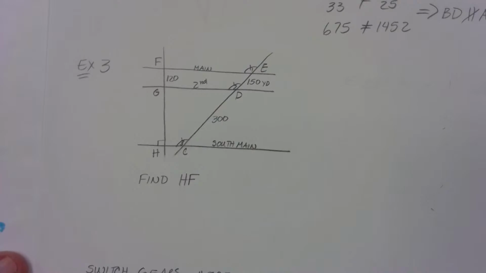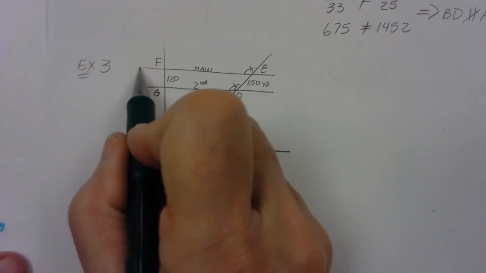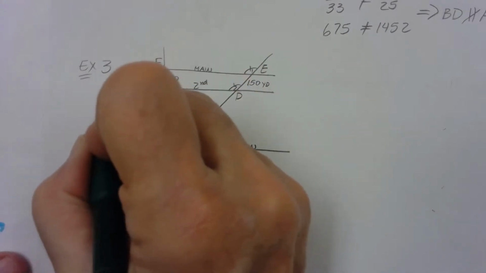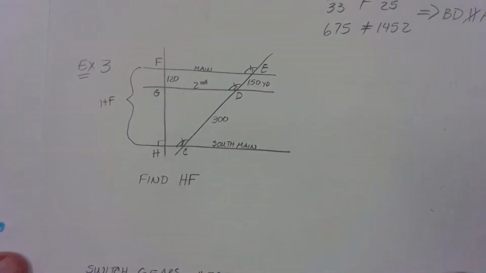GF equals 120, D equals 150, and CD equals 300. Find the distance HF. I've got to find this distance here. This is HF, right there. That's what I want to find. Find the distance HF between Main Street and South Main.